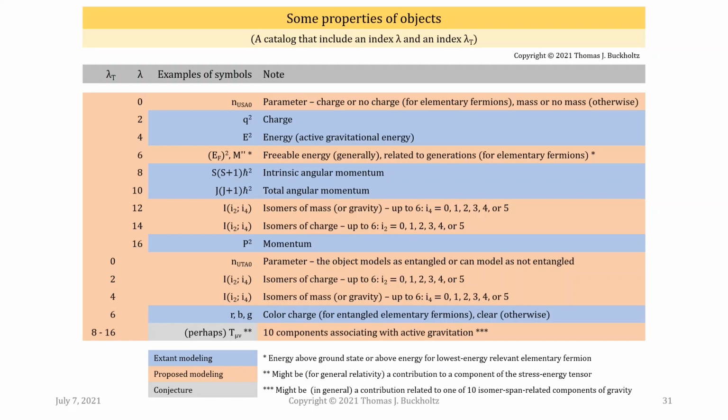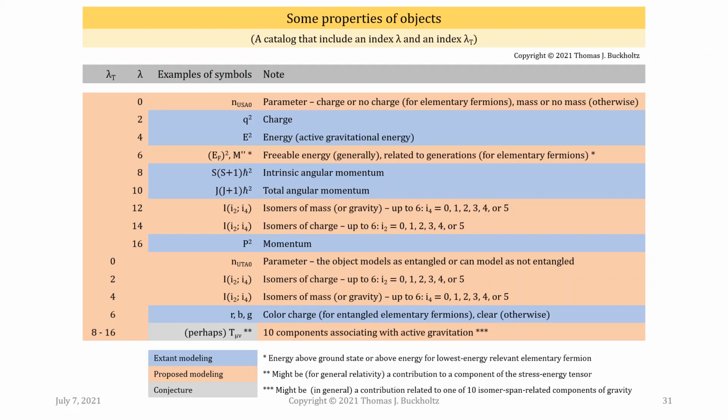In the chart, charge associates with lambda equals 2 and 14. Active gravitational energy associates with lambda equals 4 and 12. Angular momentum associates with lambda equals 8 and 10. For elementary fermions, generation associates with lambda equals 6.